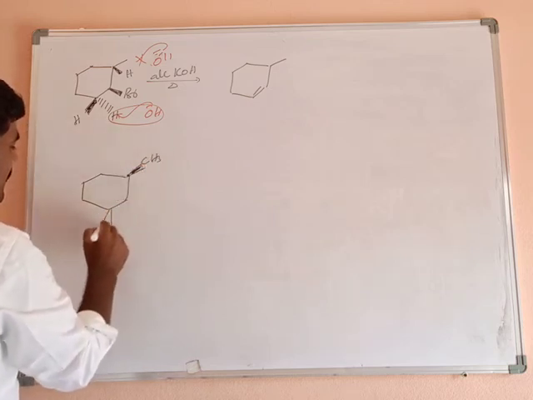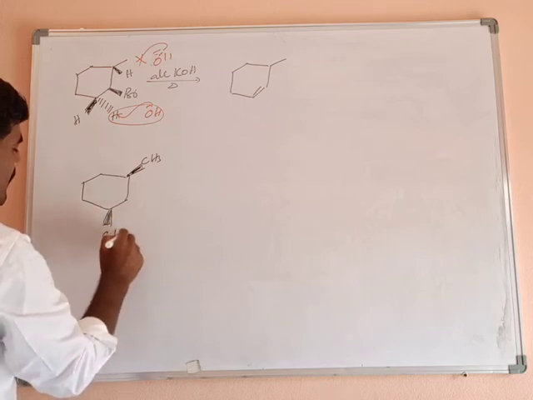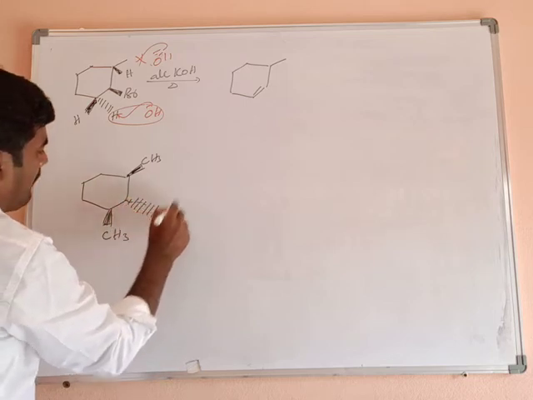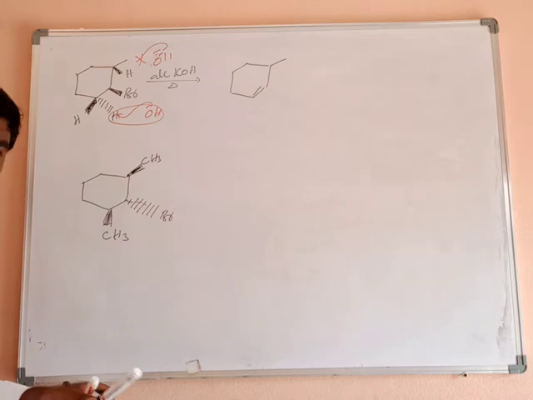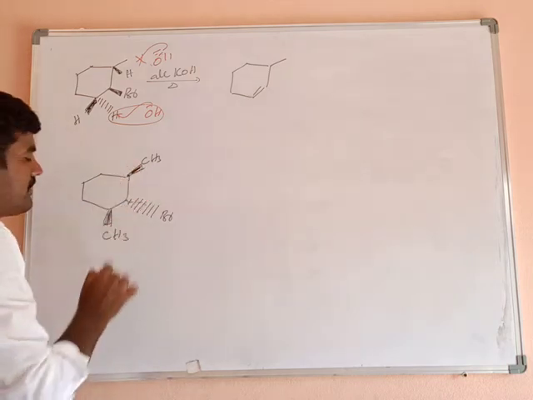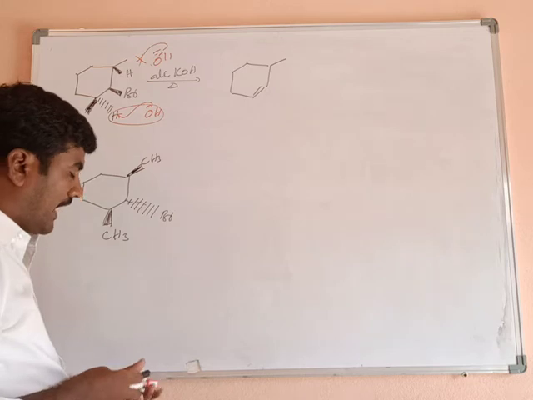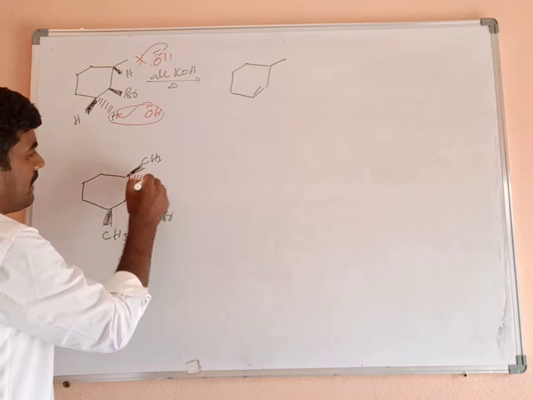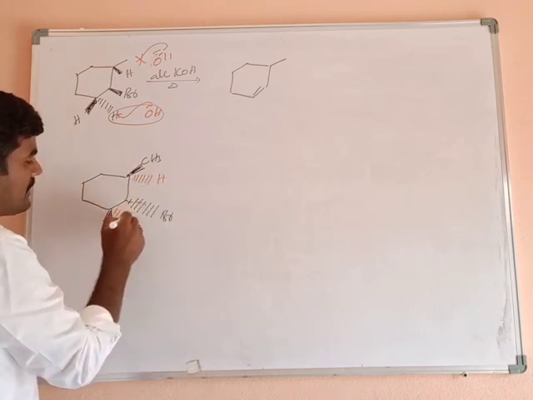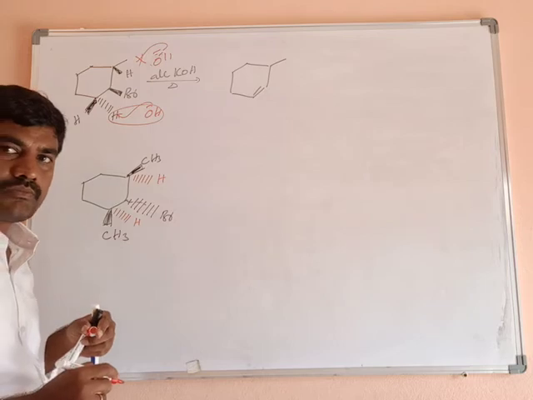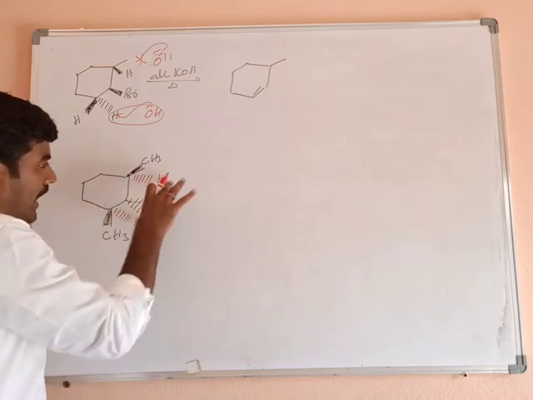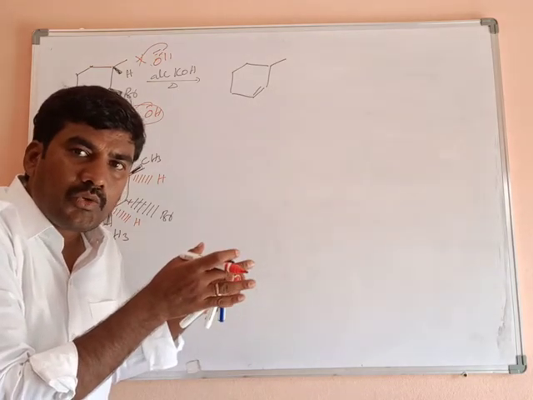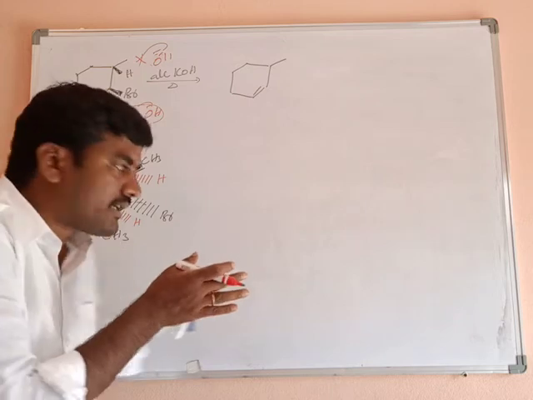CH3 and CH3. What about this bromine? Observe carefully here. The methyl group is present on a wedge bond. What about the hydrogen atoms? Hydrogen atoms are present on dash bonds. Here also hydrogen is present on a dash bond. Understand? Now bromine and these two hydrogen atoms lie inside the plane. All are on the same side, parallel to each other. So the base is unable to approach the proton.